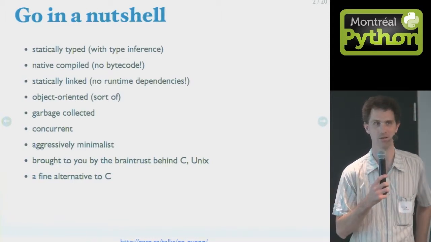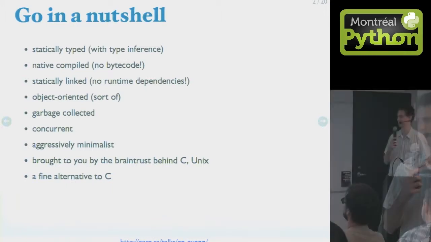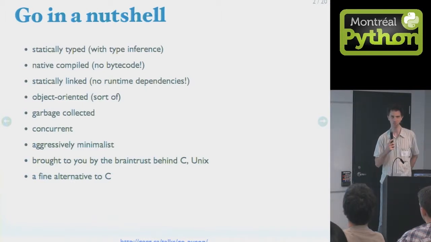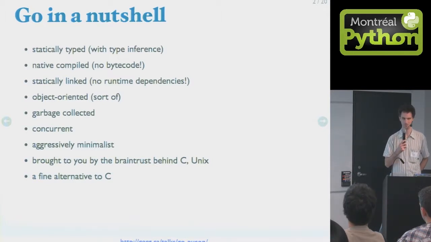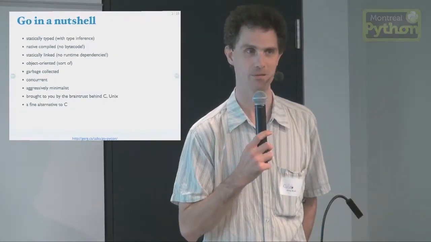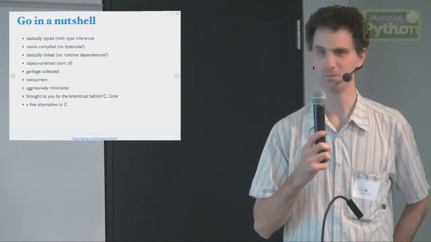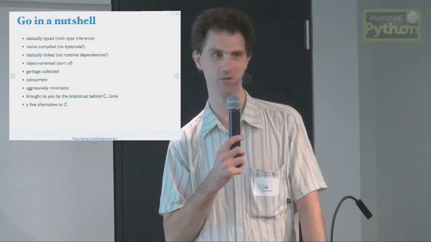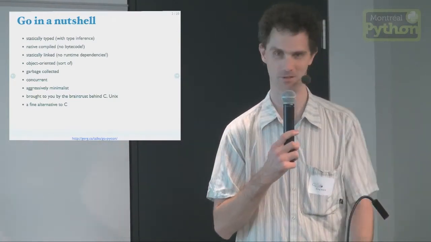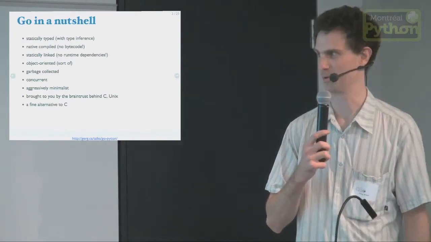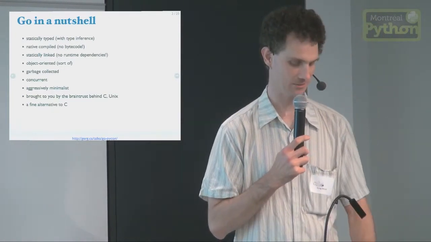It is concurrent. Instead of threads and mutexes, there's a much better abstraction for concurrency in Go, and it works very nicely. Go is aggressively minimalist. If you started using Python before 2.2, you might think you know what a minimalist programming language is like, but you don't know minimalist until you've used Go. They really take it seriously. It is brought to you by the brain trust behind C and Unix. These guys know what they're doing. I'm talking about Ken Thompson, Rob Pike, and well, those are the main two, and some other people at Google. And Go is an excellent alternative to C.